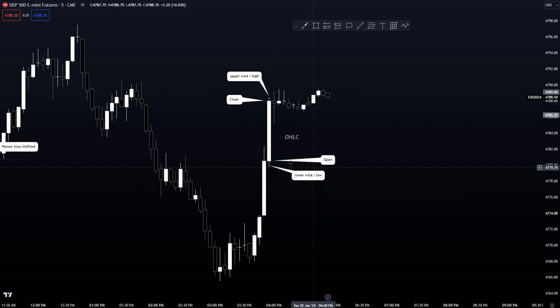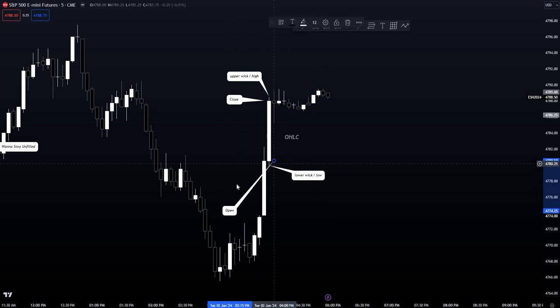So you have the open of a bullish candle, which is at the bottom of the body. You have the close of the candle, which is at the top of the body. You have the low of the candle, which is the bottom of the wick. You have the high of the candle, which is the top of the wick. These are the 4 parts of a candlestick. The opposite would be for a bearish candle.